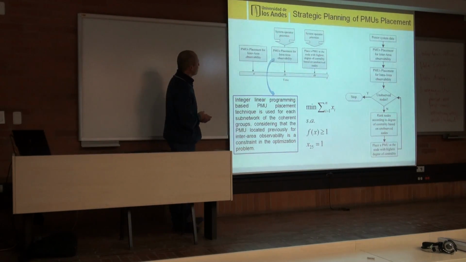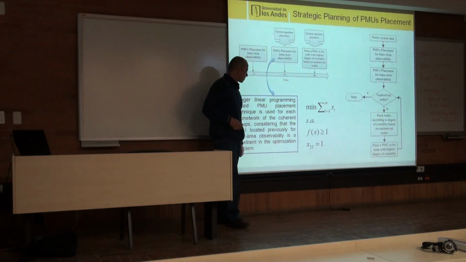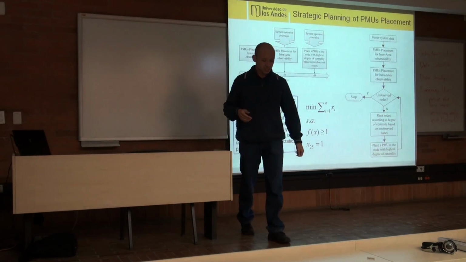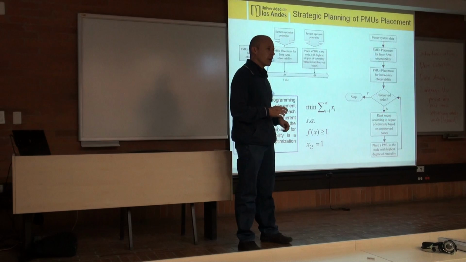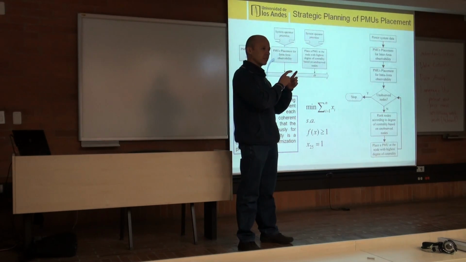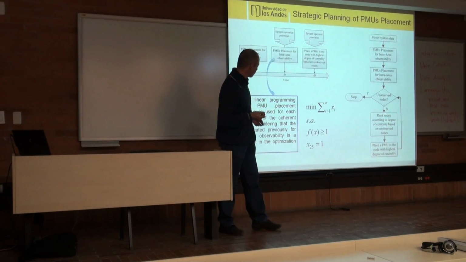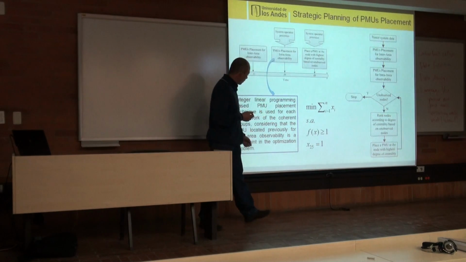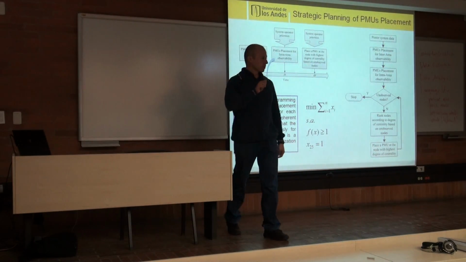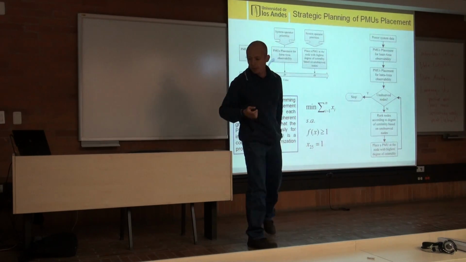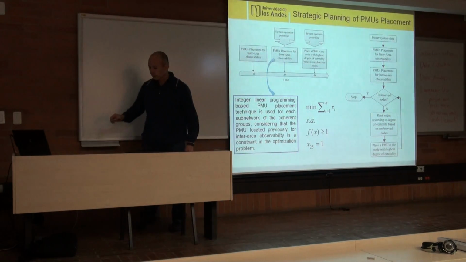The second stage is the PMU placement for inter-area observability. In this stage, we are going to solve the optimization problem that I showed at the beginning, but in a small system. So it's easy to solve that problem, considering that some PMU will be in the system due to the first part of the methodology.